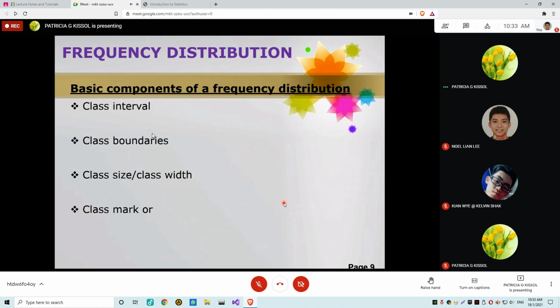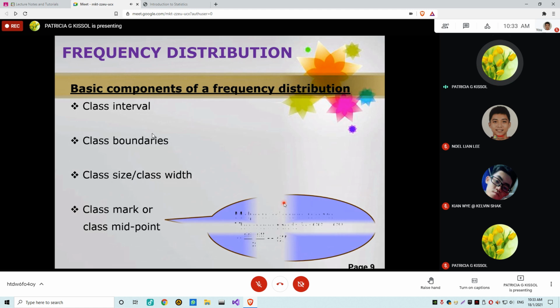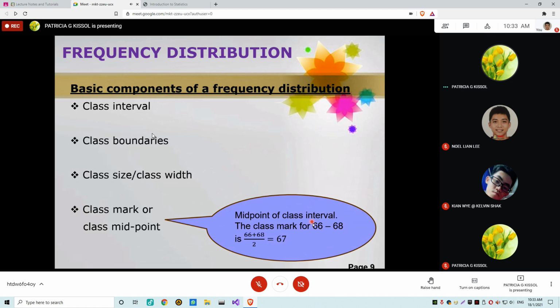And we have class mark, also known as class midpoint. Now this is in reference to the midpoint between the class intervals. So say I'm focusing on 66 to 68. What you do is you take the lower class limit, 66, you plus with 68, the upper class limit, and divide by 2, which will give you 67. You could also use the class boundaries that we have identified earlier. You can also use it for each category and you still get the same value as 67.